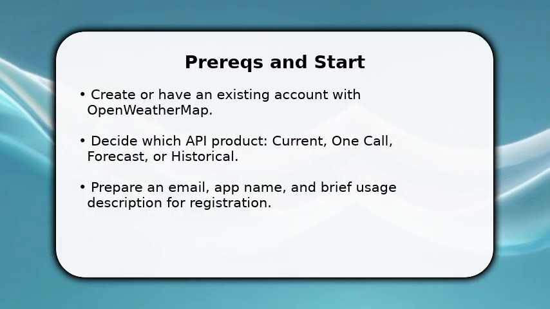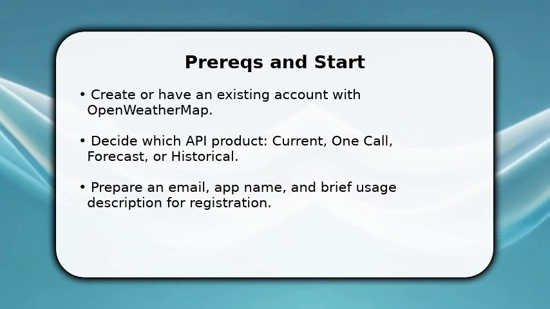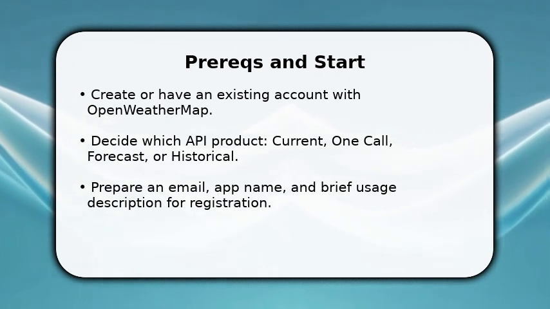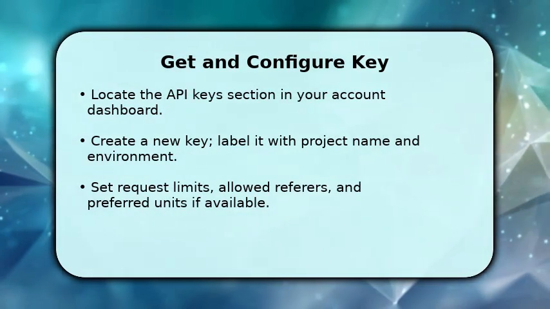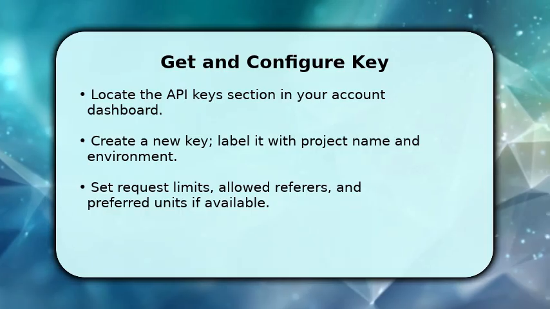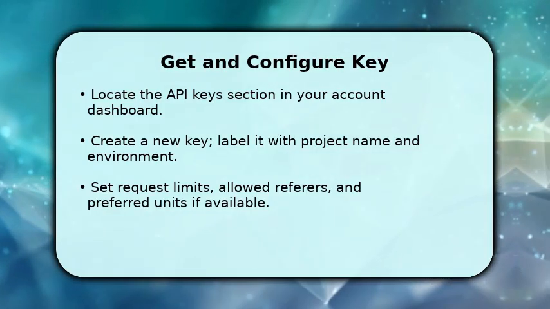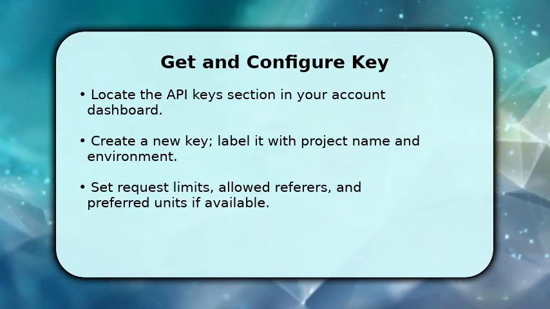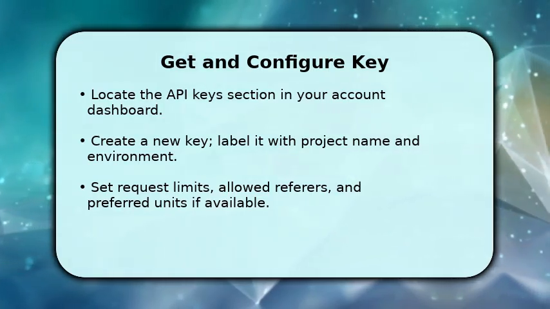You'll also pick units and default language preferences now, so requests use the right parameters consistently. Now you locate the API keys area in your dashboard and create a new key. Label it clearly, project name and environment, so you can rotate keys safely later. Configure optional restrictions. Allow only specific referrer domains or server IPs to reduce misuse.